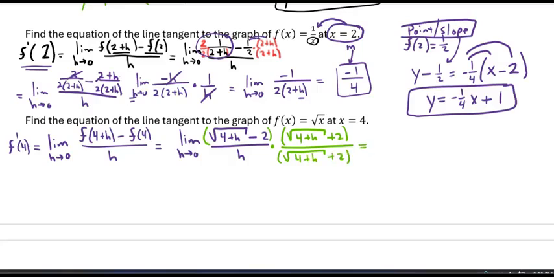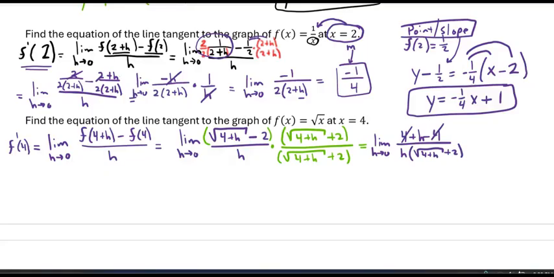When we multiply this out, we have some good practice on this from chapter 2. So hopefully you remember all of that. It's going to be 4 plus h minus 4 on top. That's a minus. On the bottom, I'm not going to distribute. I'm just going to leave these side by side. Square root 4 plus h plus 2. Notice in the numerator, the 4's cancel out, and we're just left with h over h.